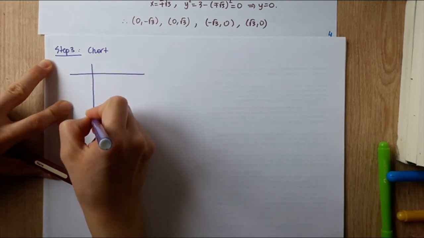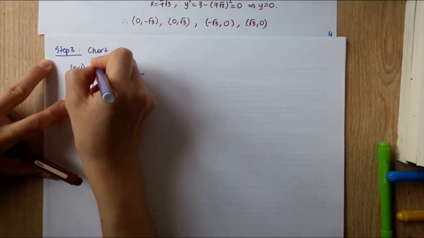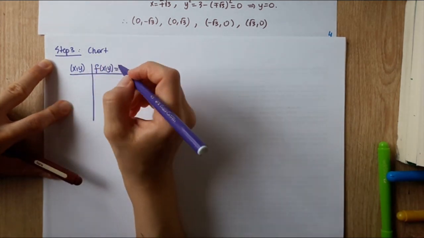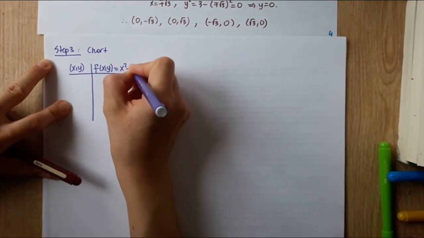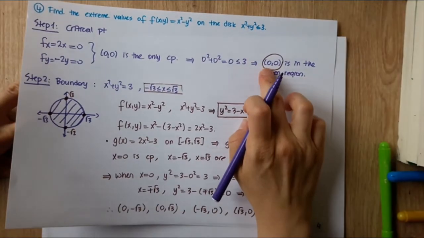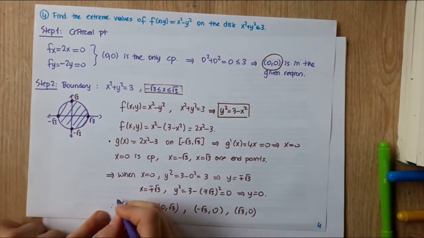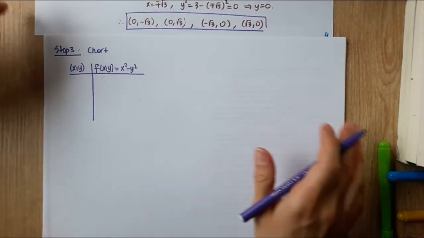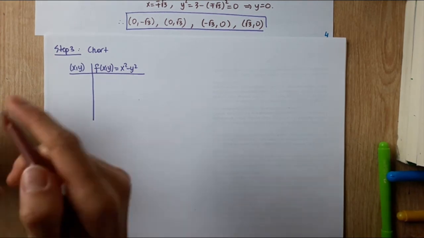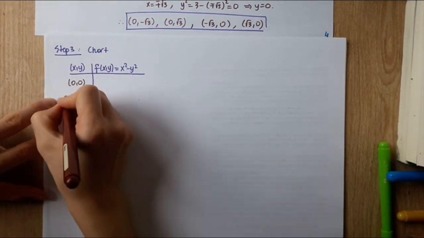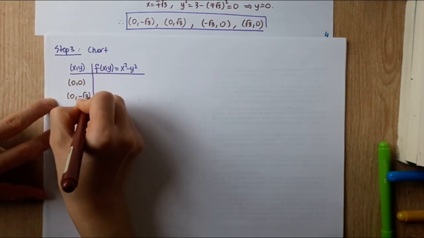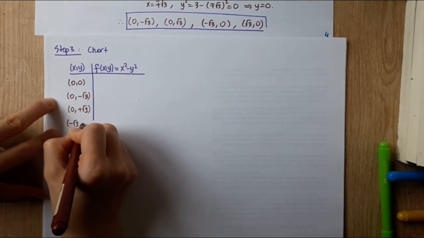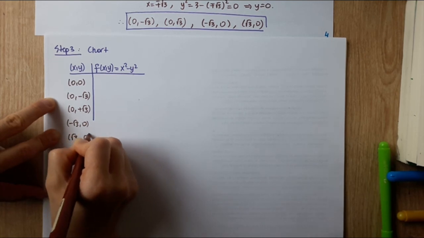And in this chart, we have x, y and the function value, because we just want to calculate the value of the function at the obtained points, x squared minus y squared. And we know that the first point is 0, 0, and the other points are there. Okay, I will write them in the table. 0, 0, 0, minus square root of 3, 0, plus square root of 3, minus square root of 3, 0, and square root of 3, 0. Okay.